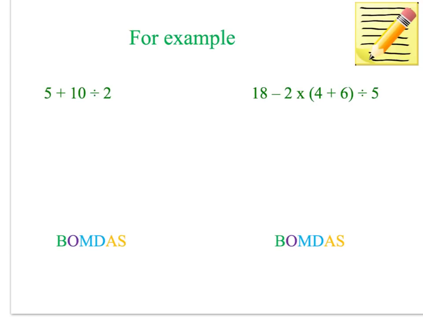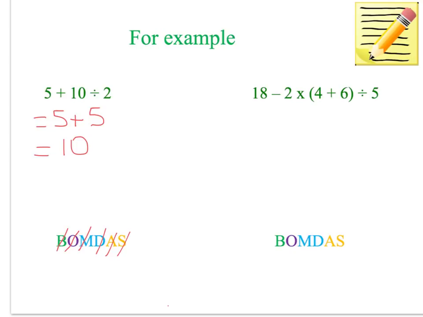So this first problem is quite basic. It has no brackets or other. It doesn't even have multiplication, but it does have division. So we actually do that first, even though it appears after the addition. So it's 5 plus 10 divided by 2 is 5. So therefore 5 plus 5 is 10, because we have to do the addition after the division. Quite easy.